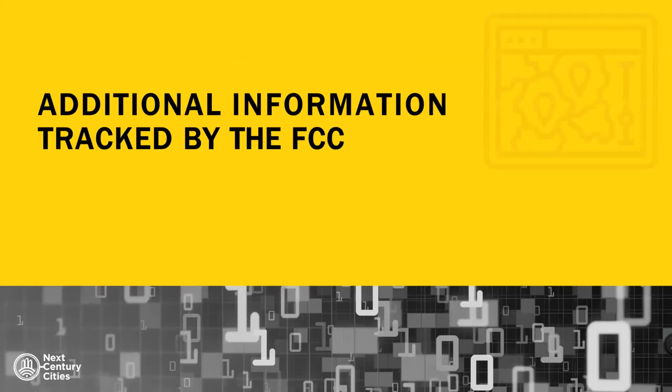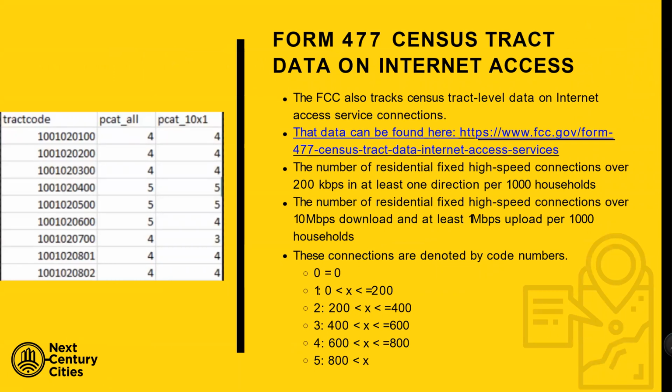So what other types of information are tracked by the FCC through Form 477? Well, the first is internet access based on census tract. I've included a link here to that data, and it'll also be in the description below. But this data tracks two speed tiers per census tract. The first is the number of residential households per thousand that have a connection over 200 kilobits per second in one direction, and the other is how many households per thousand have access to 10 megabits per second download and 1 megabit per second upload.